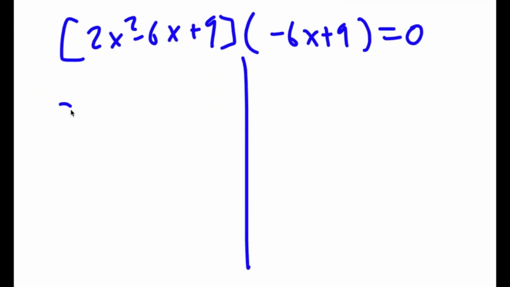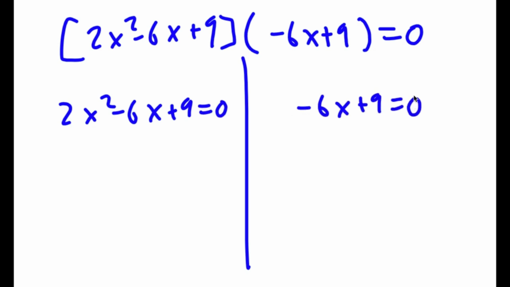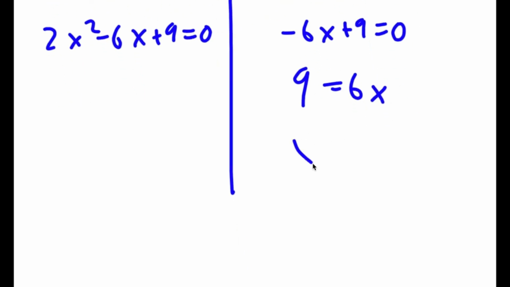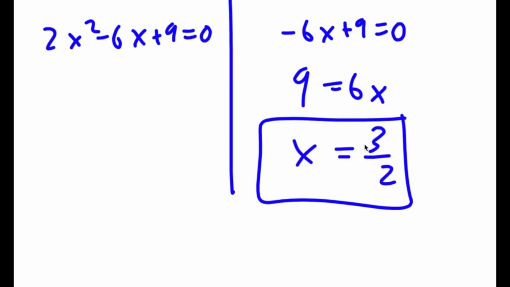So now this gives me two equations. I have 2x² - 6x + 9 = 0, and -6x + 9 = 0. So for -6x + 9 = 0, I get 9 is equal to 6x, and x is equal to 9/6, which is equal to 3/2. So this is one solution of x.